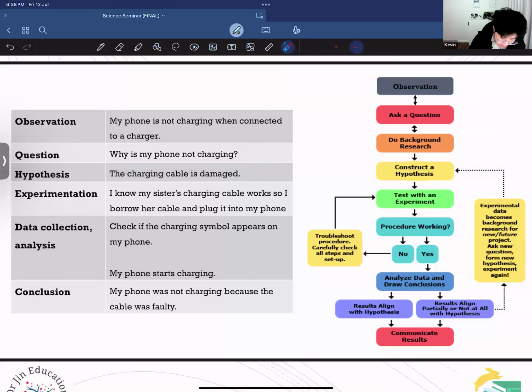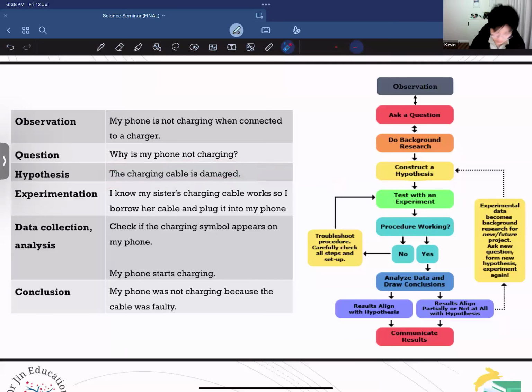Now, my hypothesis, so it's my prediction. My prediction is, well, the charging cable is damaged. Maybe it's the charging cable. Maybe it's actually my phone. Maybe it's the power outlet. I don't know, but I have to make a guess first. My guess is it's the charging cable.